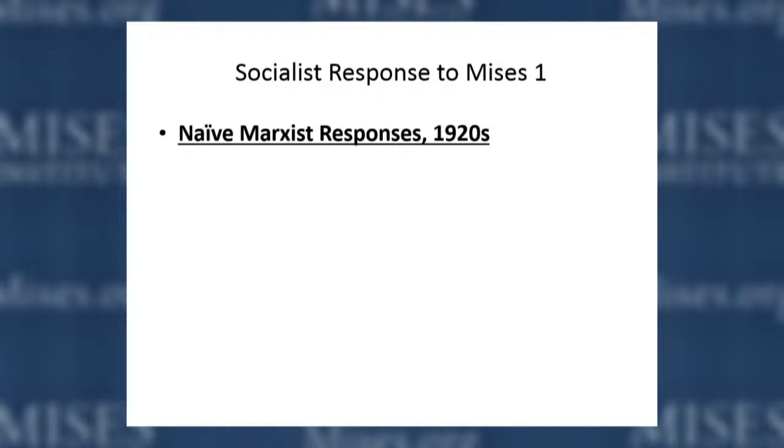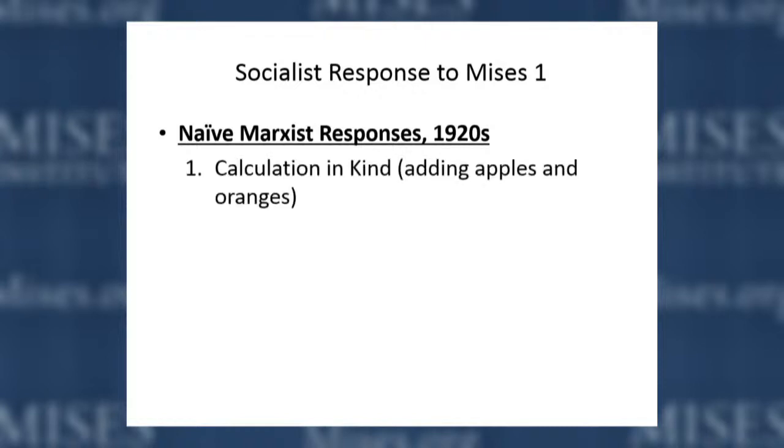Okay, all right. Let me just quickly go to the reactions to this. Okay, so initially, when Mises first set forth his argument in this article in 1920, you had some naive Marxist responses. So first they said, well, you know, what's the big deal about calculating? Okay, we'll just calculate in kind. And what they meant by that, it was one particular Marxist, Otto Neurath, who was sort of an enemy of Mises. He said, well, we can just calculate costs by adding up goods in their natural units. We'll add tons of steel, kilowatts of electricity, gallons of paint. I mean, the proper response to that is, that's ridiculous. You can't add apples and oranges, okay?